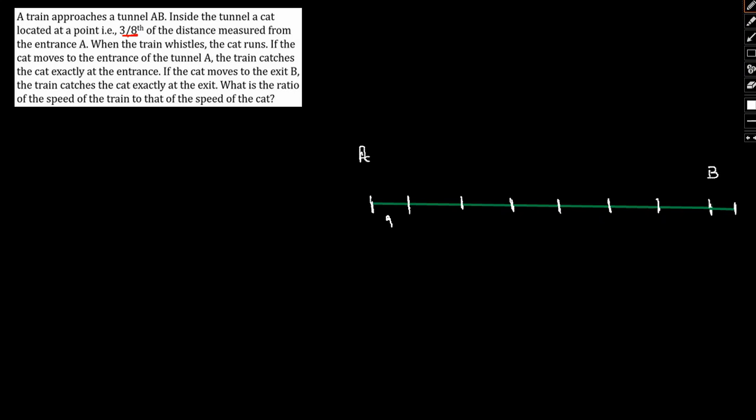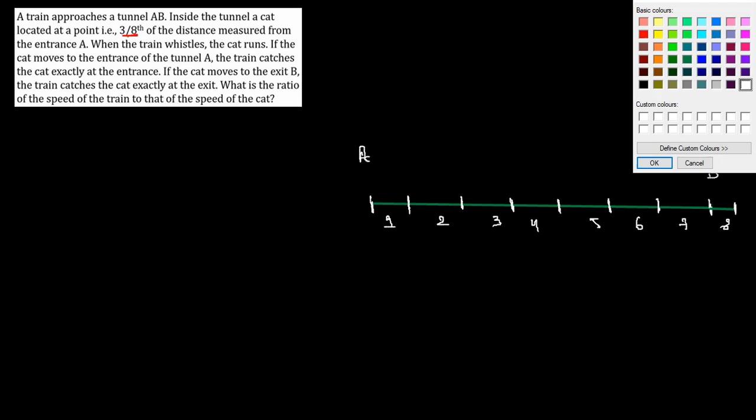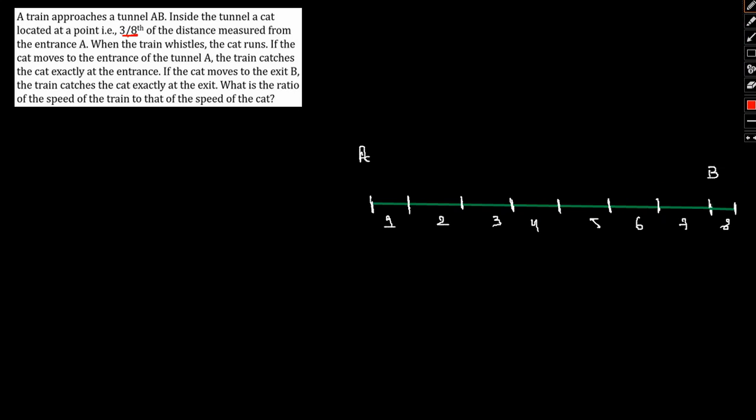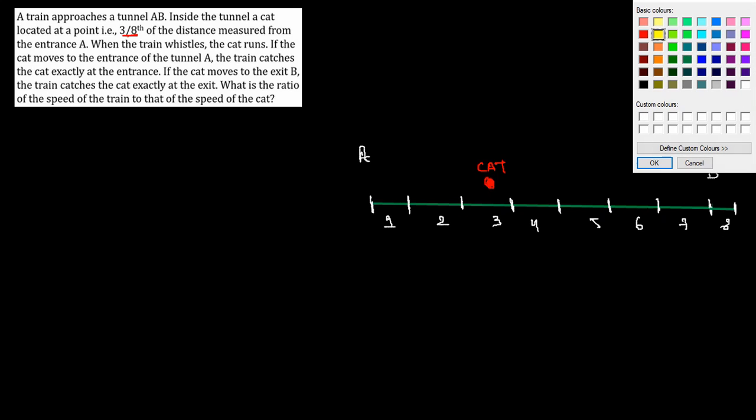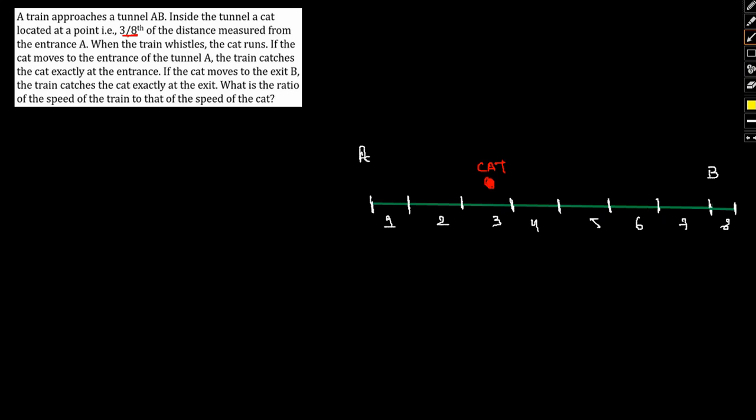So this is first part, second part, third part, fourth part, fifth part, sixth part, seventh part, and eighth part, 8 equal distances assume. Now what is being said is that the cat is initially 3/8 of the distance, that is, the cat is somewhere at this point. The train is actually approaching from this side. So this is the train.